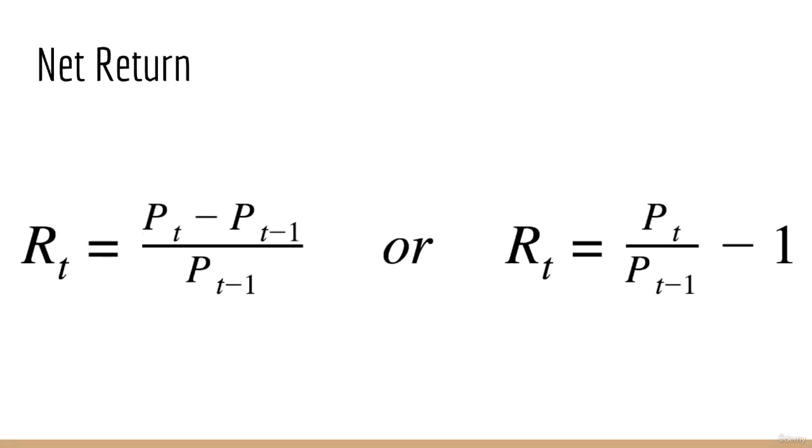Note that another way of writing the return, which I find to be more expressive, is to index the prices by time. So the net return at time t is equal to p at time t divided by p at time t minus 1, minus 1. This is also equivalent to p at time t minus p at time t minus 1, all over p at time t minus 1.